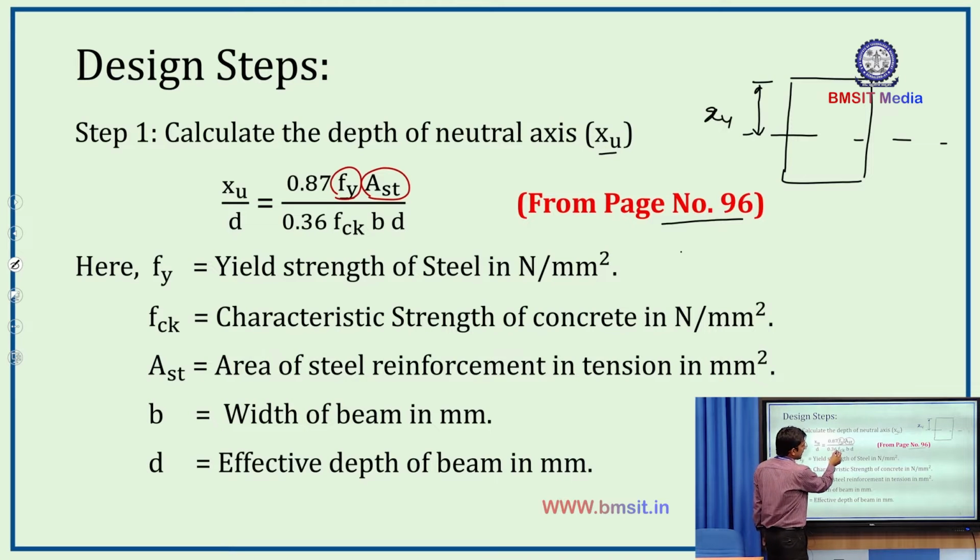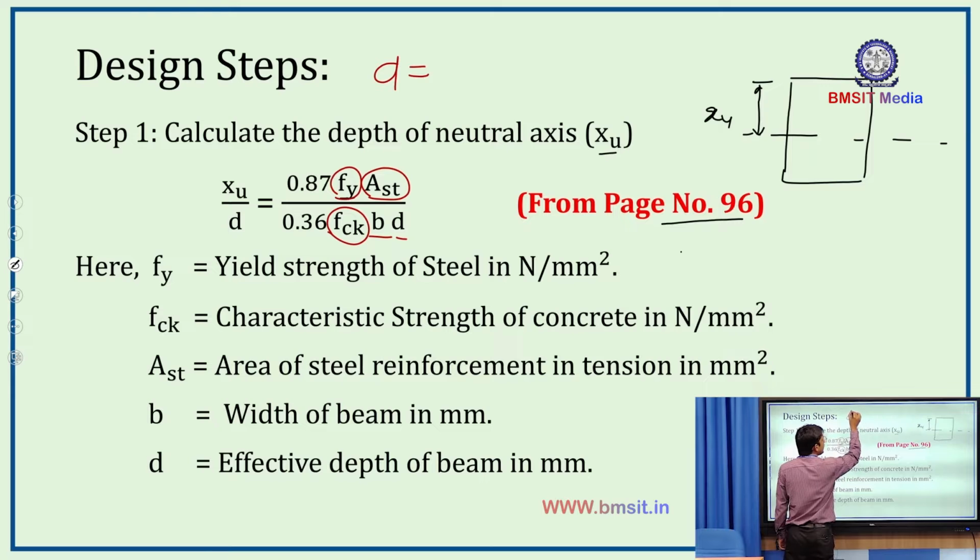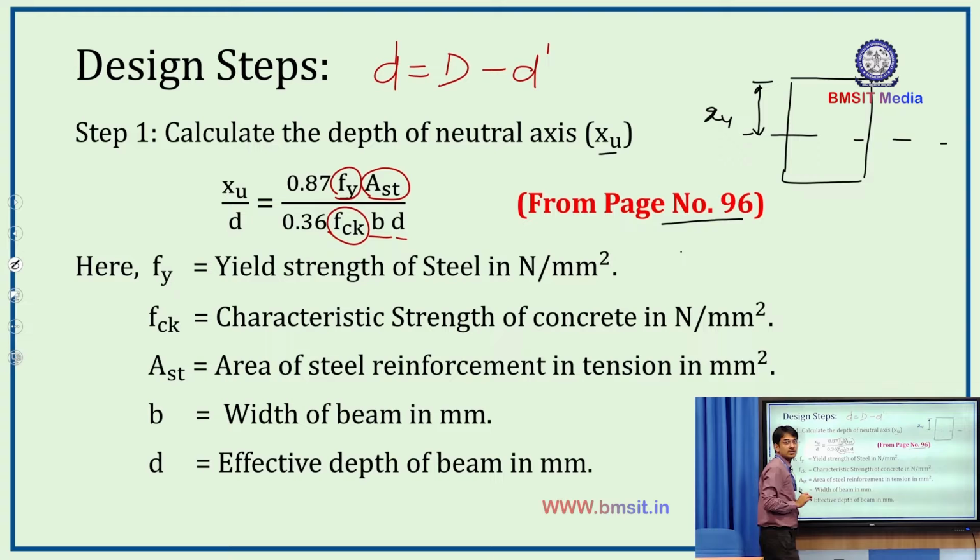Then fck is the characteristic strength of the concrete, which we can obtain from the grade of concrete. After that, width and depth are also given to us in the question. But you have to remember that this small d is the effective depth, not the capital D. So small d equals capital D minus small d dash. Capital D is the overall depth, and d dash is the effective cover to the tension reinforcement. So this is how we can calculate the depth of the neutral axis.